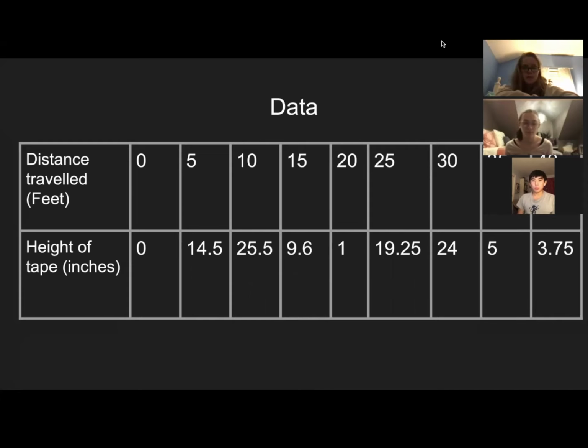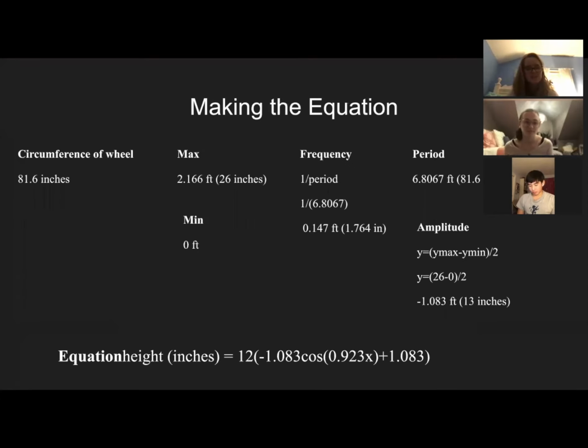The diameter of Ryan's wheel was 26 inches. So for making the equation, first we took into account how many inches the wheel was in order to find the circumference. Since the diameter was 26, we just did diameter times pi to find that the circumference of the wheel was 81.6 inches. And then we knew that the maximum height the wheel could reach was 26 inches because that was the diameter, and the minimum was 0 inches when it was on the ground.